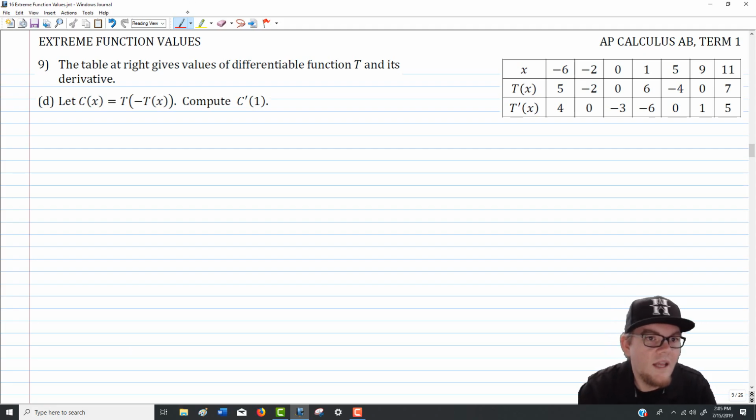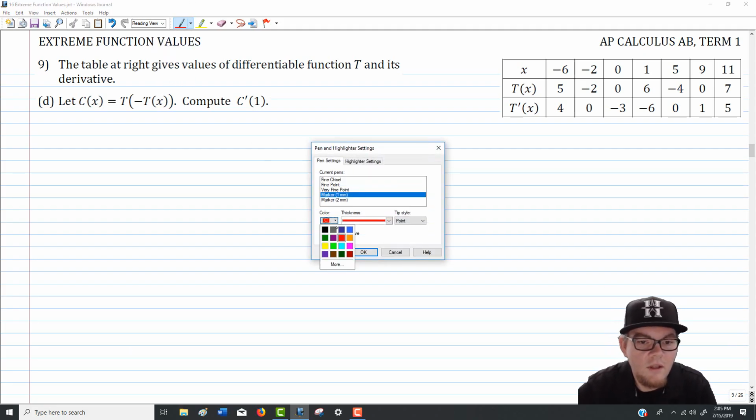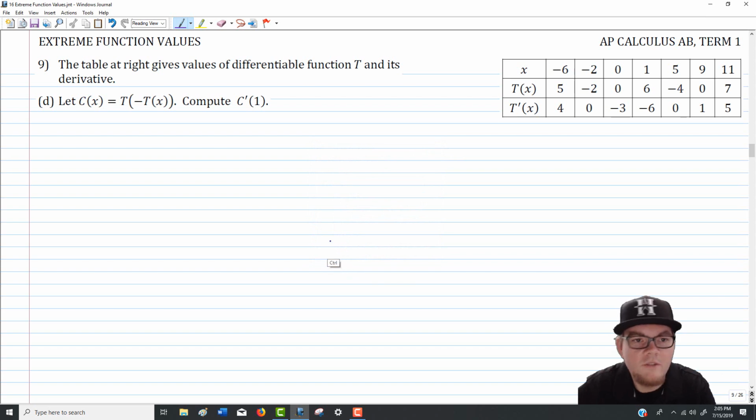Okay, finally that brings us to 9D. 9D does not have anything to do with the analysis we've been doing. It's just a really nice throwback to the chain rule, which is such an essential skill. Oh look, let c of x, maybe c for chain rule, equal t of negative t of x. Our job is to compute c prime of 1. So I've already mentioned to you that I'm thinking chain rule. Chain.